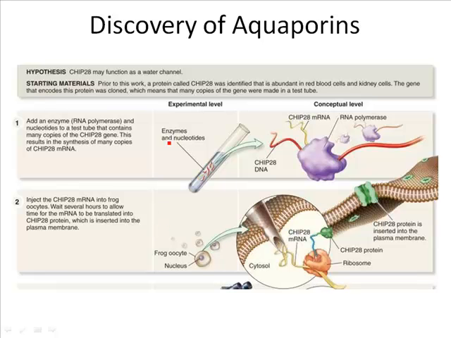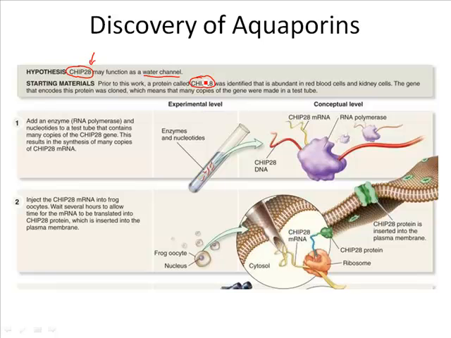Okay, so now here's what they did. At the experimental level, they wanted to make copies of a gene. So they started with this hypothesis that there was a gene called CHIP28. And based on some anecdotal data or some preliminary data, they had thoughts that this actually acted as a water channel. So the protein produced by the gene CHIP28 functioned as a water channel. Now, in order to carry out this work, they did a little bit more digging. And what they established was that red blood cells and kidney cells had a lot of this CHIP28 protein.